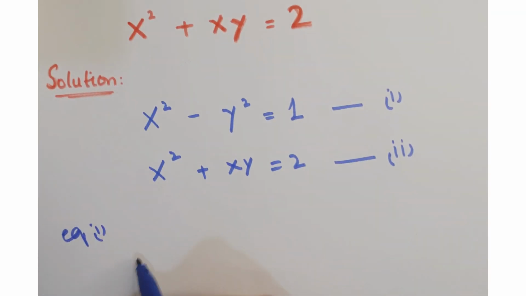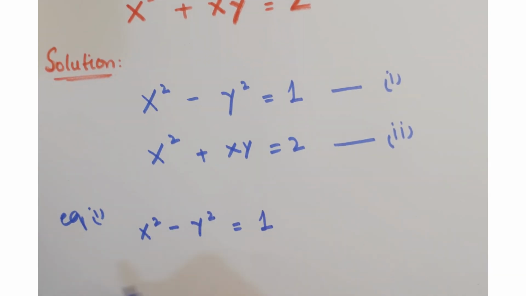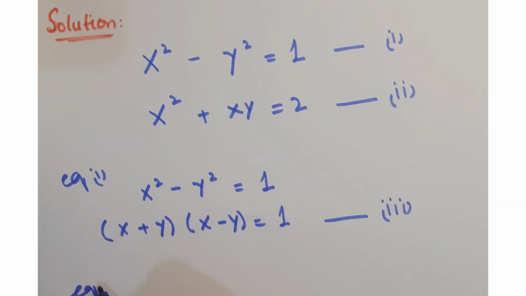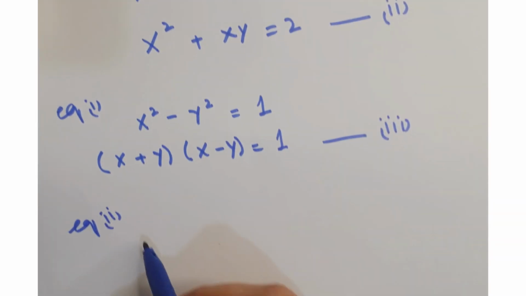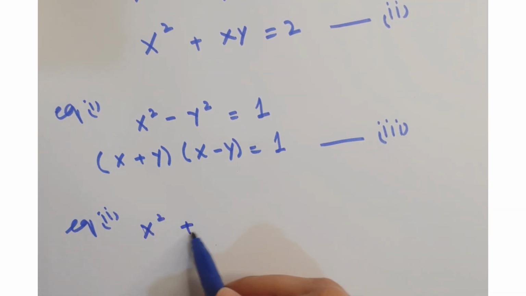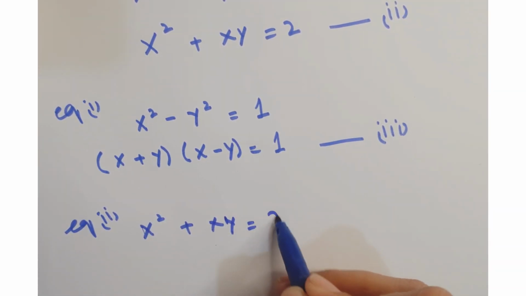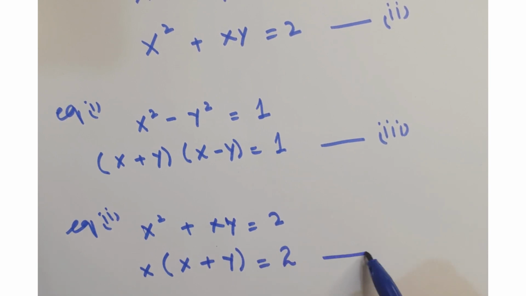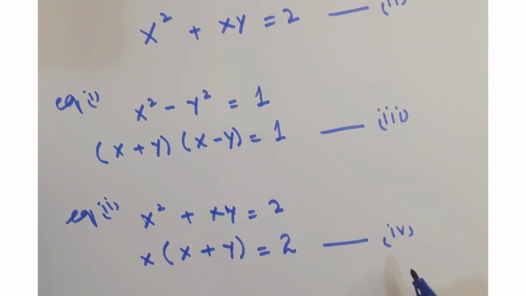Now dealing with equation 1, x square minus y square is equals to 1. Applying the algebraic identity, you can expand it like this and call it equation number 3. Now working on equation number 2, you have x square plus xy is equals to 2. Taking x common, you have x bracket x plus y is equals to 2 as the resultant.